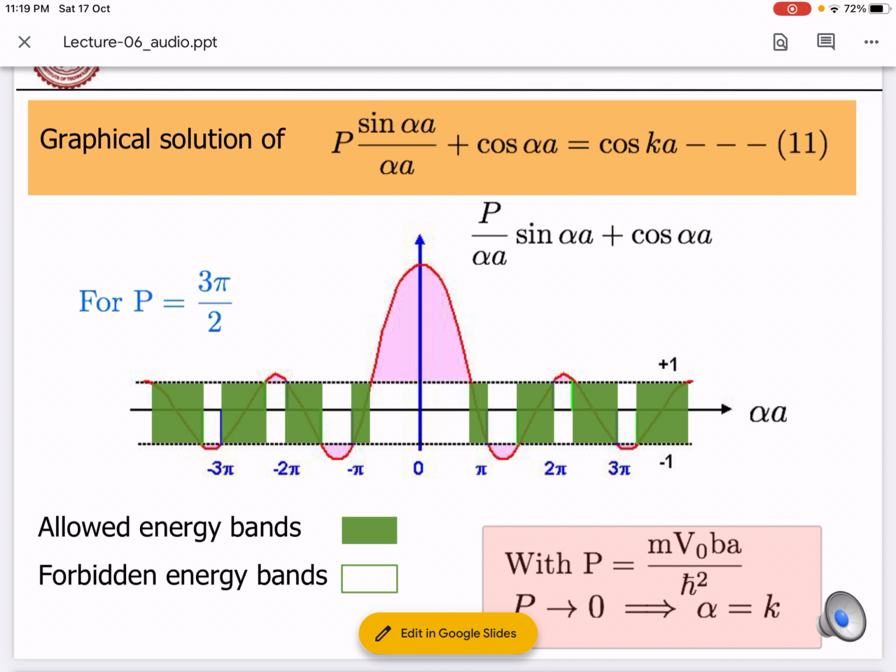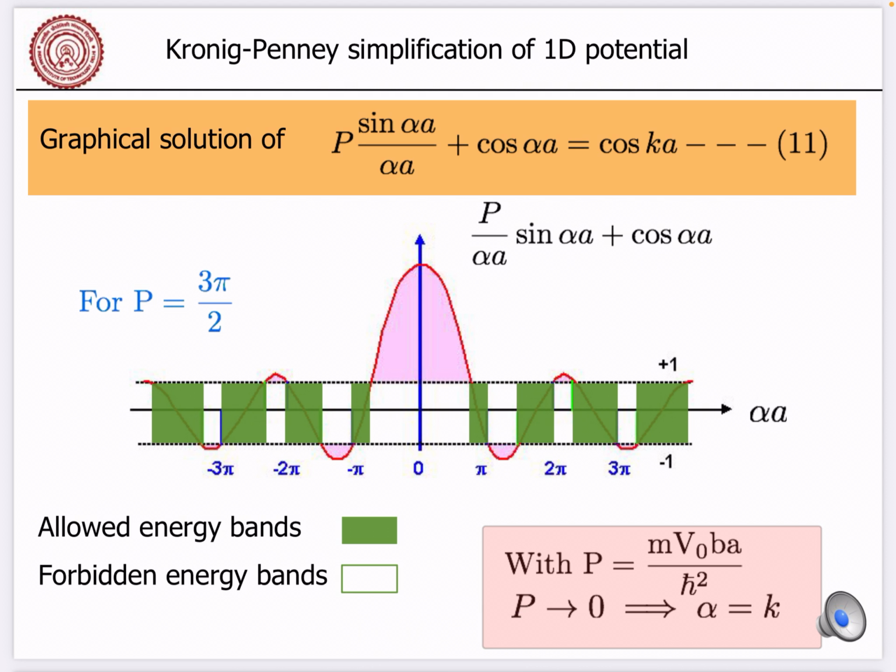Now you consider the left hand side, which is a function of alpha A. The first term is sin alpha A by alpha A, and when alpha A is nearly 0, we take the limit. At alpha A equal to 0, sin alpha A by alpha A becomes 1. Therefore at alpha A equal to 0, the left hand side is 1 plus P, which is the maximum value. They have considered this function for P equal to 3 pi by 2, and then plotted this equation.